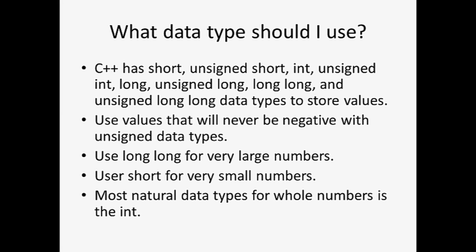So if you want to store a number that's never negative, like let's say the population, then you should use unsigned data types. If you want to store like the number of stars in the galaxy, you should use long long. That's used to store very large numbers. And if you want to use small numbers, just put it into short. The most natural data type that's mainly used is the int.